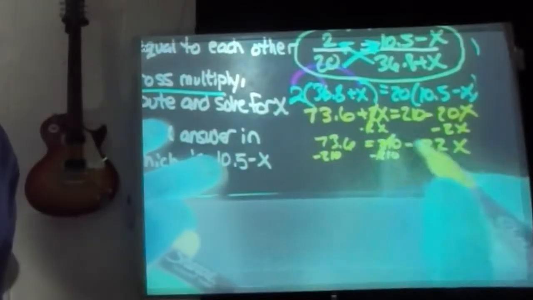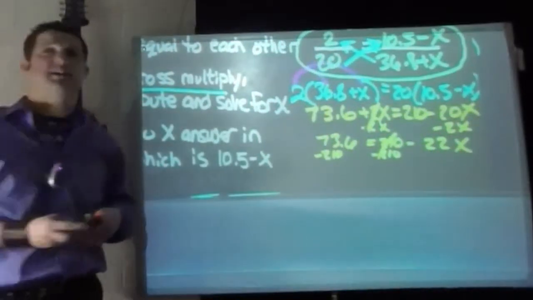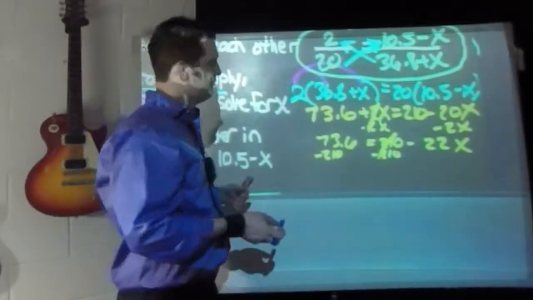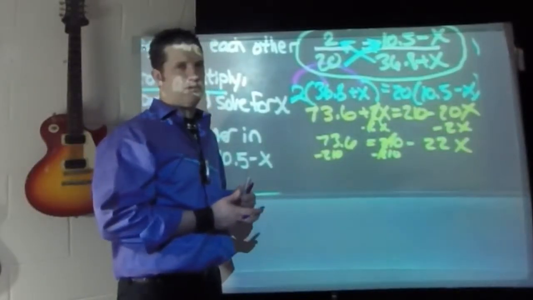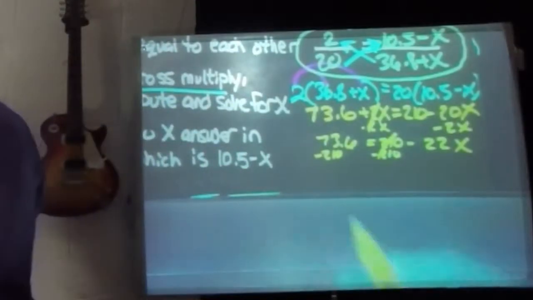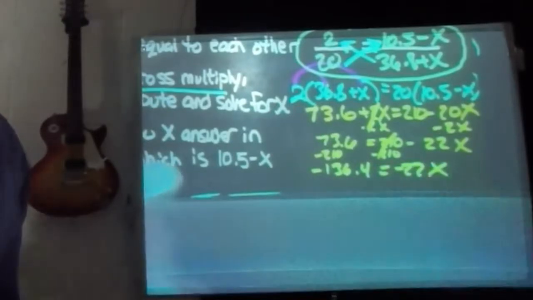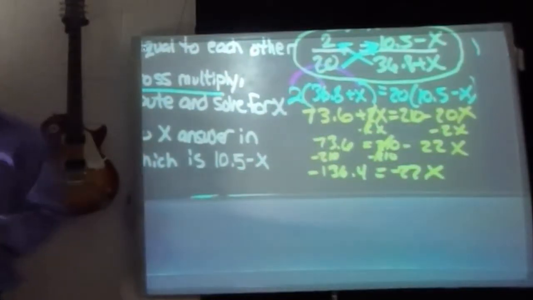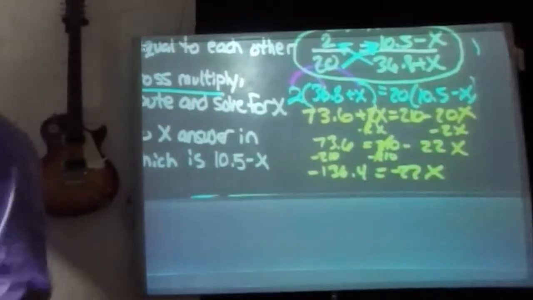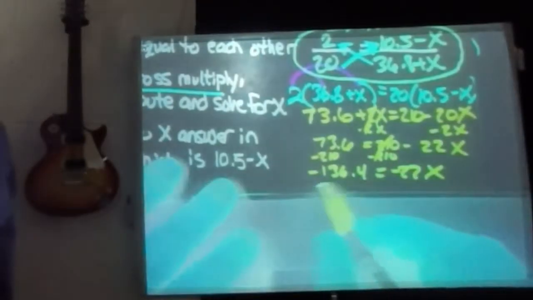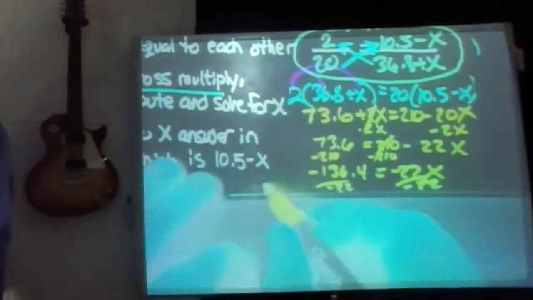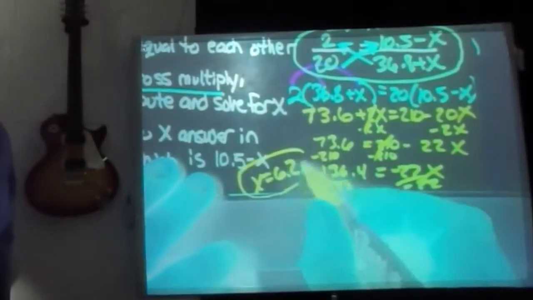There's a lot of work going on right here. 73.6 minus 210 is negative 136.4. I'm kind of out of space, but what's the last thing I'm going to do? Divide both sides by negative 22. And what do we get? 6.2. So divide both by negative 22, and x is 6.2.